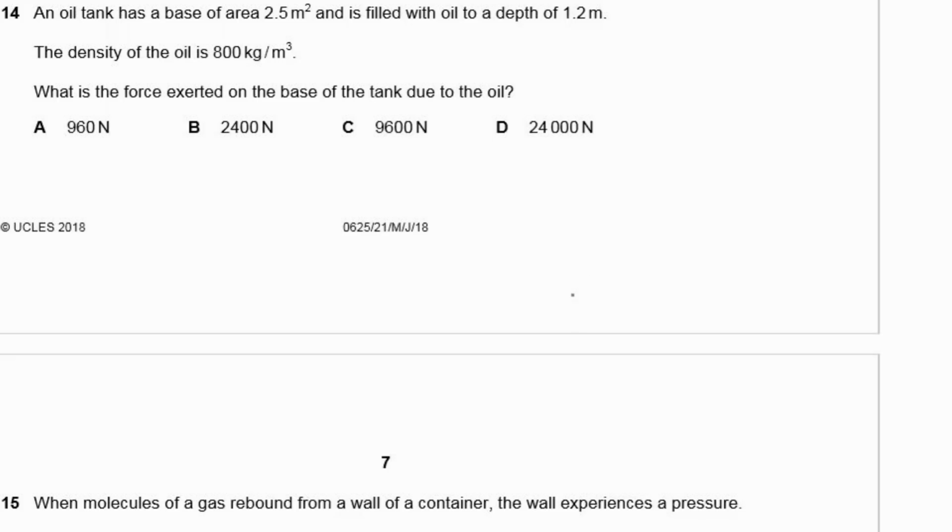14. An oil tank has a base area of 2.5 meters squared and is filled with oil to a depth of 1.2 meters. The density of the oil is 800 kilograms per meter cubed. What is the force exerted on the base of the tank due to the oil? Ooh. Alright, well, what do we know? We know the force will be due to the weight.